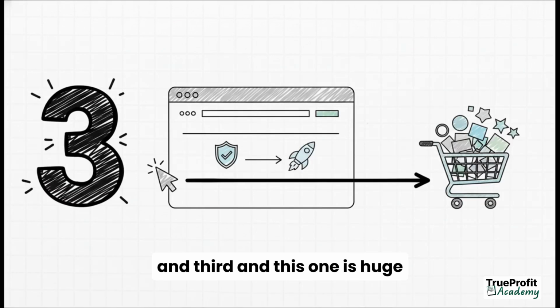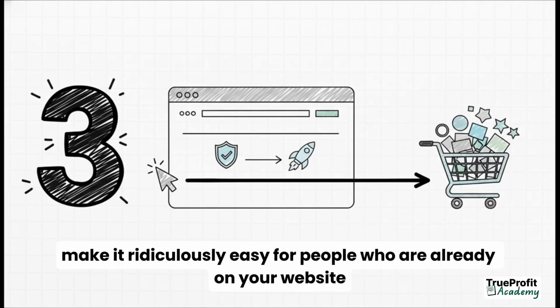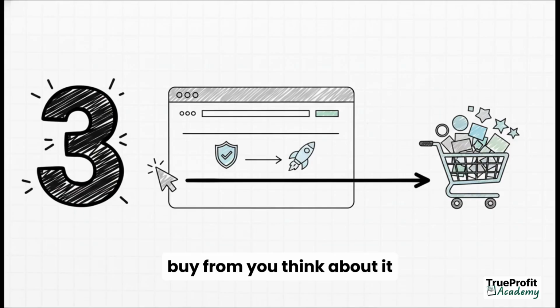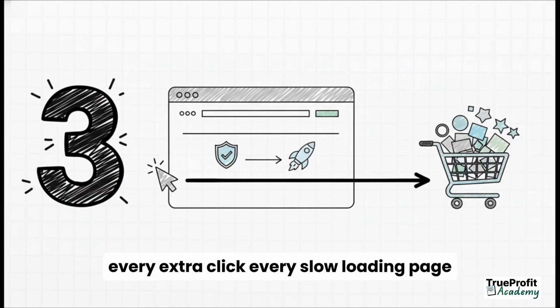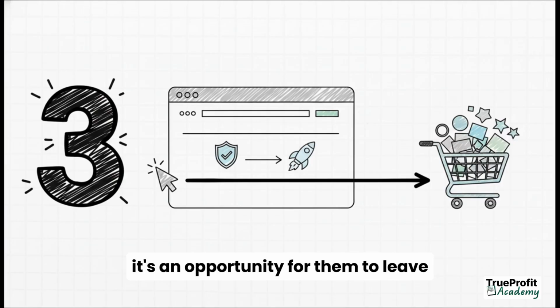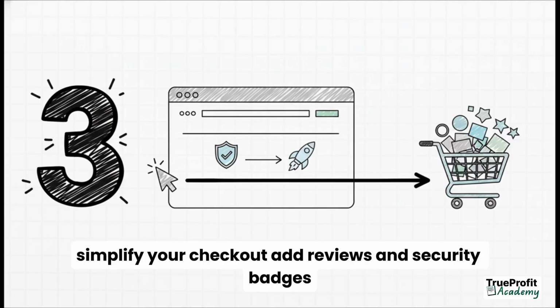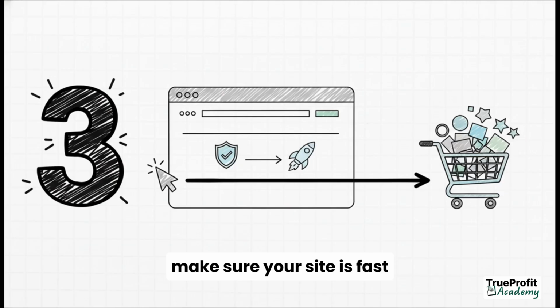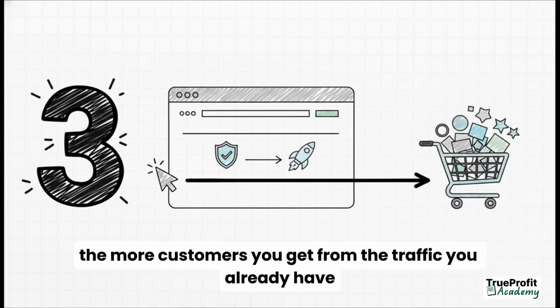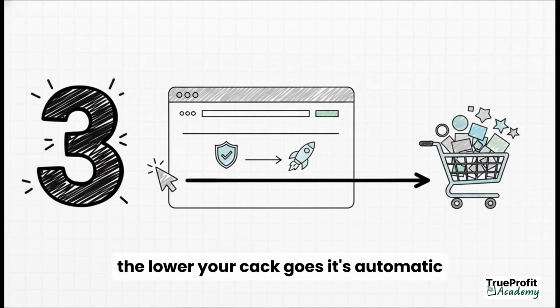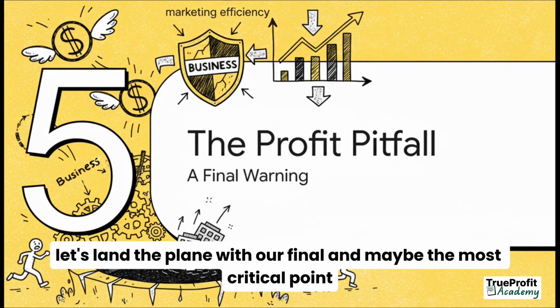And third, and this one is huge, make it ridiculously easy for people who are already on your website to actually buy from you. Think about it. Every extra click, every slow loading page, it's an opportunity for them to leave. Simplify your checkout, add reviews and security badges, make sure your site is fast. The more customers you get from the traffic you already have, the lower your CAC goes. It's automatic.